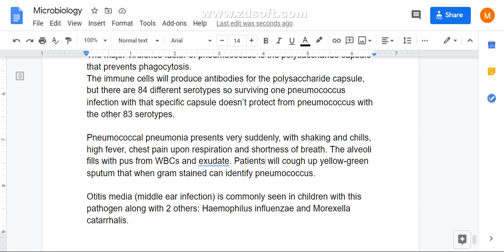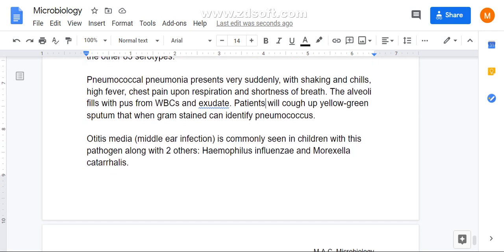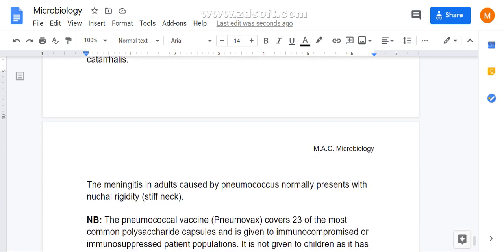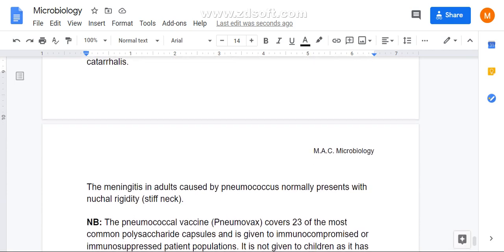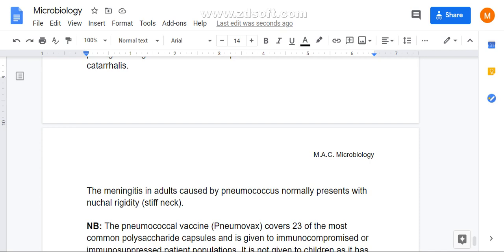So otitis media, or middle ear infection, is commonly seen in children with this pathogen. Two other pathogens that cause middle ear infections in children are Haemophilus influenzae and Moraxella catarrhalis. I have to pronounce that properly, but Moraxella. And pneumococcus can also cause meningitis in adults, and meningitis in adults will present with stiff neck.